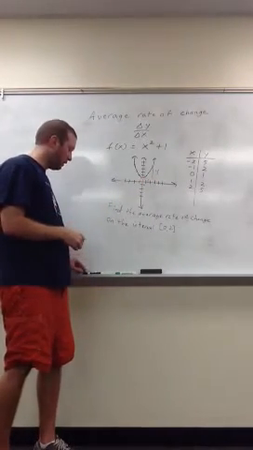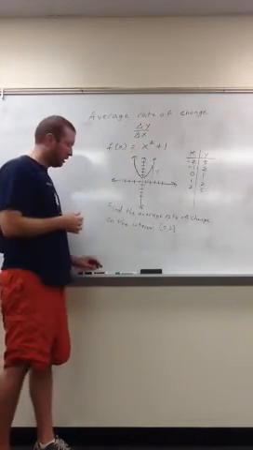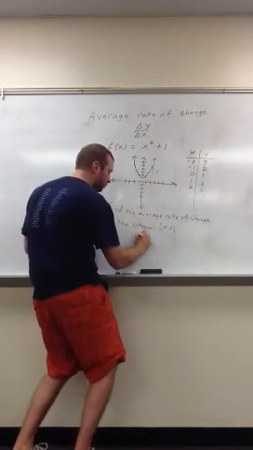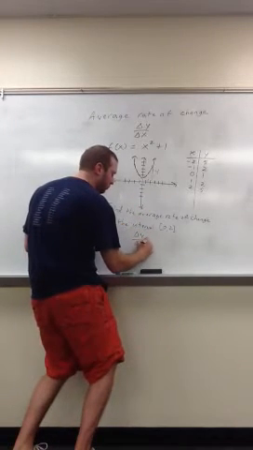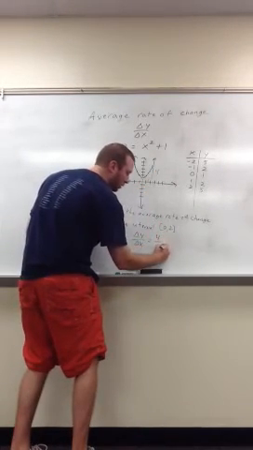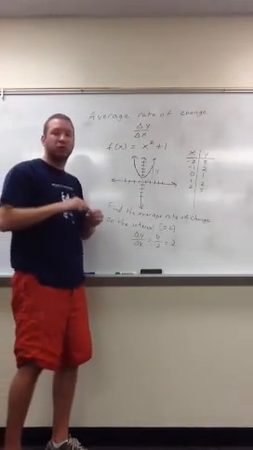So what's my average rate of change? Change in y over change in x. Well, the change in y over the change in x. Change in y was 4, and the change in x is 2. So my average rate of change is 2. Okay?